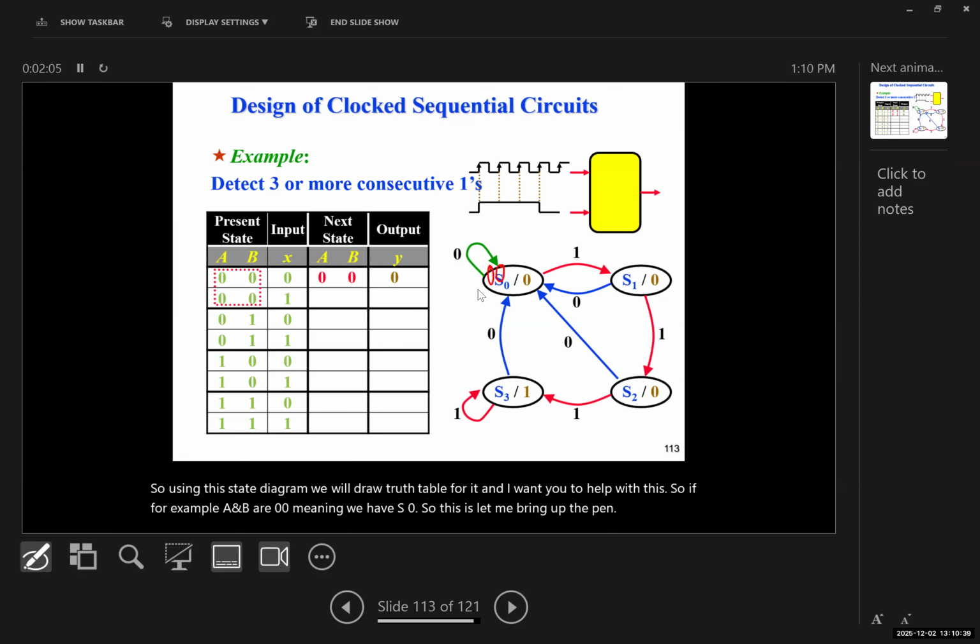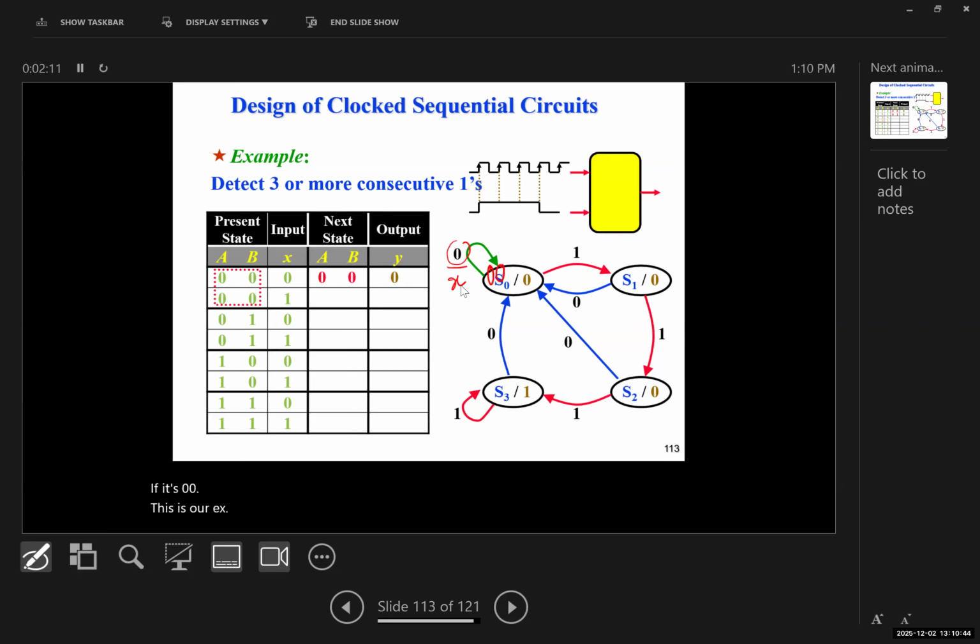If it's 0, 0, this is our X. These are our X. So 0, 0, if X is 0, what happens to A and B? It goes back to 0, 0. Okay, and what would our output be? Y. And by the way, this is Y, A, B, and the transitions are X. Okay, so the inputs are X, the outputs are Y.